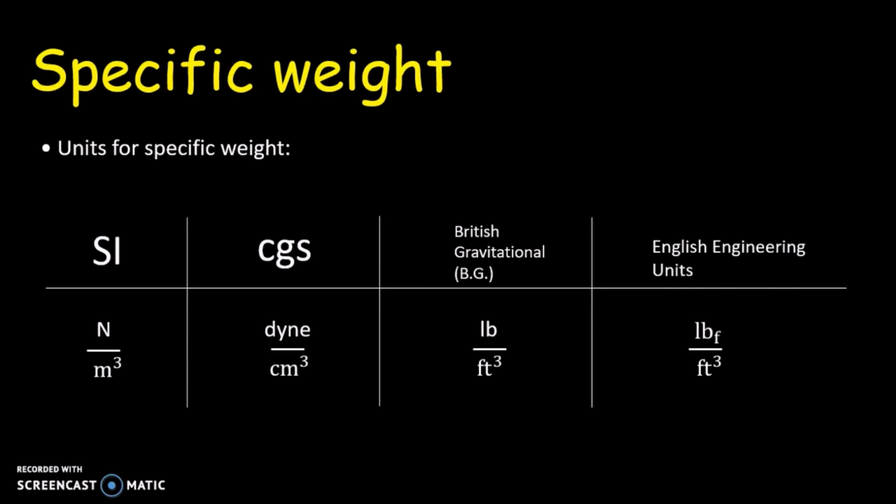Here are the units to be used in this property. For SI, we have Newton per cubic meter. For CGS, dyne per cubic centimeter. For British gravitational, we have pound per cubic feet. And for English engineering units, we have pound force per cubic feet.